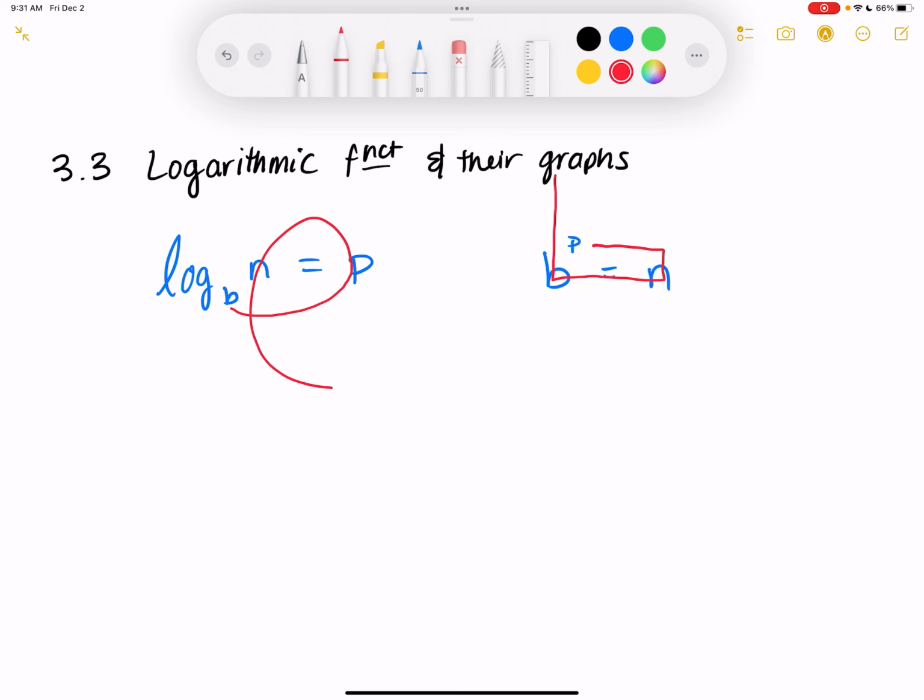A log where there's no b written there, you assume is log base 10. It's a common log, which is the log button on your calculator. If it says log base e, but it'll very rarely be written that way, it is a natural log. That's what ln is, a natural log. So there's actually an ln button on your calculator. Those properties of logs, I would know those.